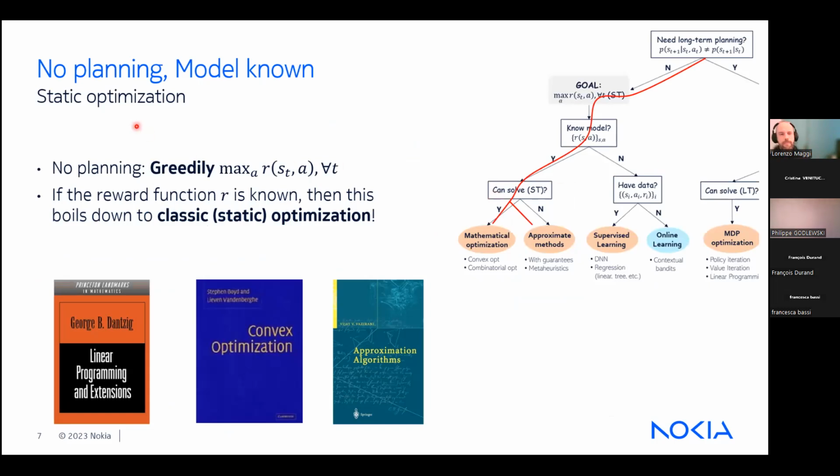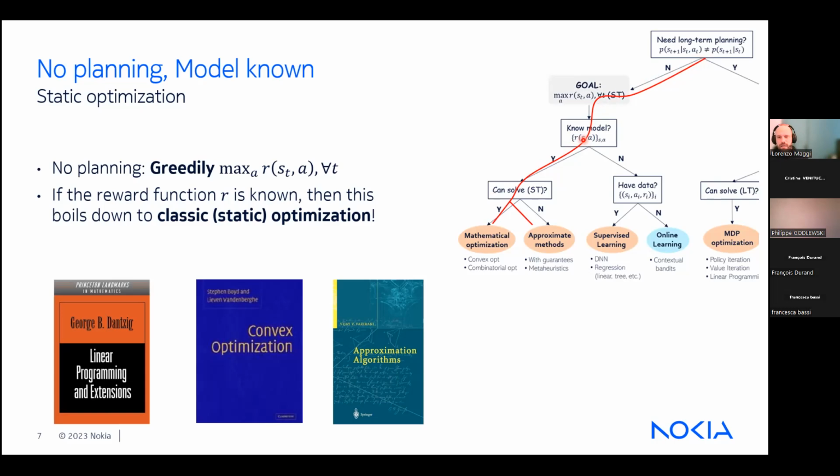So let's start, let's say, with a corner case, but one that is still worth mentioning, I think. Let's assume that we don't need planning and we know the model. In this case, the model is just the reward function. Well, this is just a classic optimization problem, where the function is known and you want to optimize it. We could discuss this for several years.